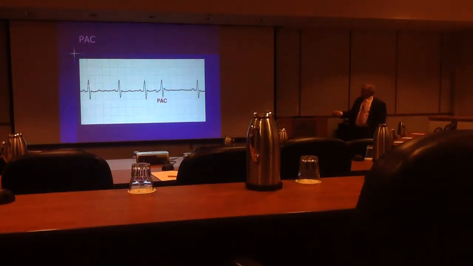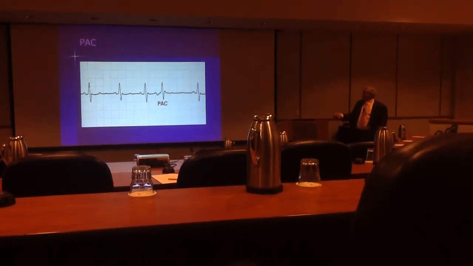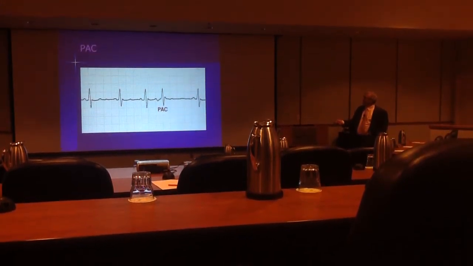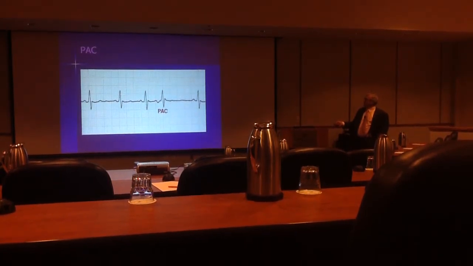So what do we have here? If we take the measurement from here to there, that distance is the same. There's a P wave, a P wave, a P wave, and then there's this funny looking P wave right there. And this occurs earlier. So that's a premature atrial complex. Why? Because the P wave is a different shape than this.